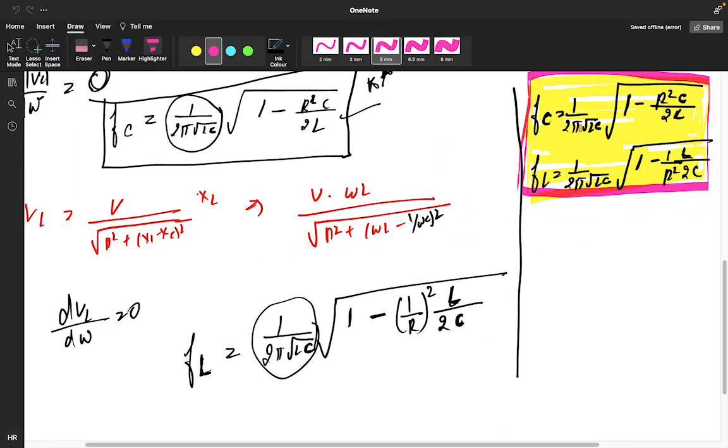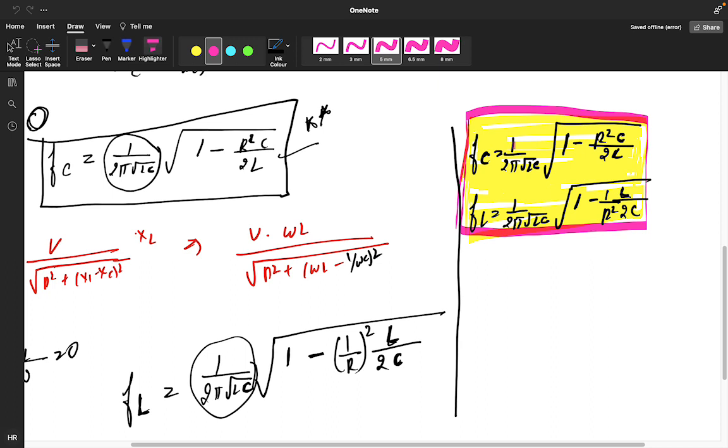In the FC equation, we are getting FC as 1 by 2 pi root under LC, 1 minus R square C divided by 2L. For FL, the same thing will be 1 by 2 pi root under LC, 1 minus: R will become 1 by R, C will become L, and L will become C. So in examinations they can ask you to find the value of FC, find the value of FL. So you have to use this equation and remember it thoroughly.